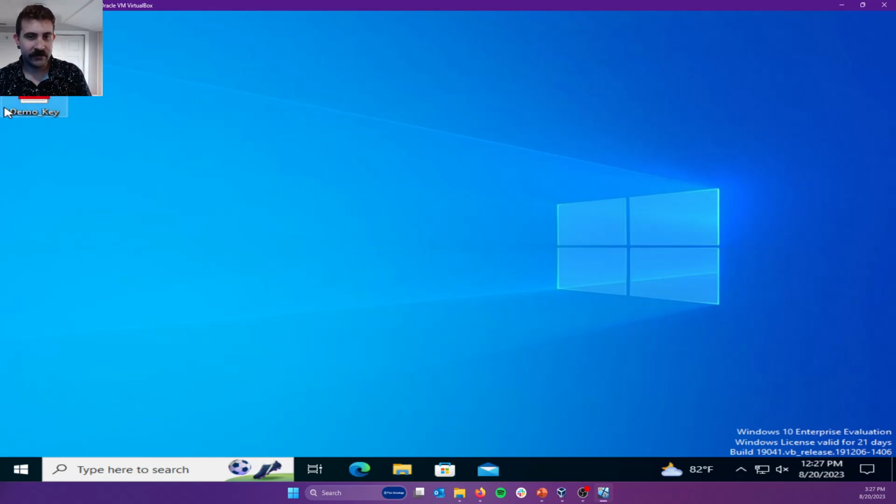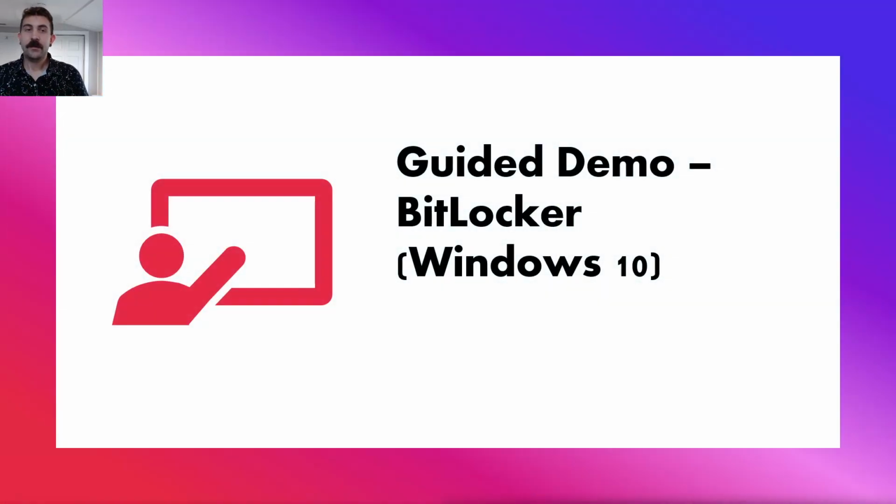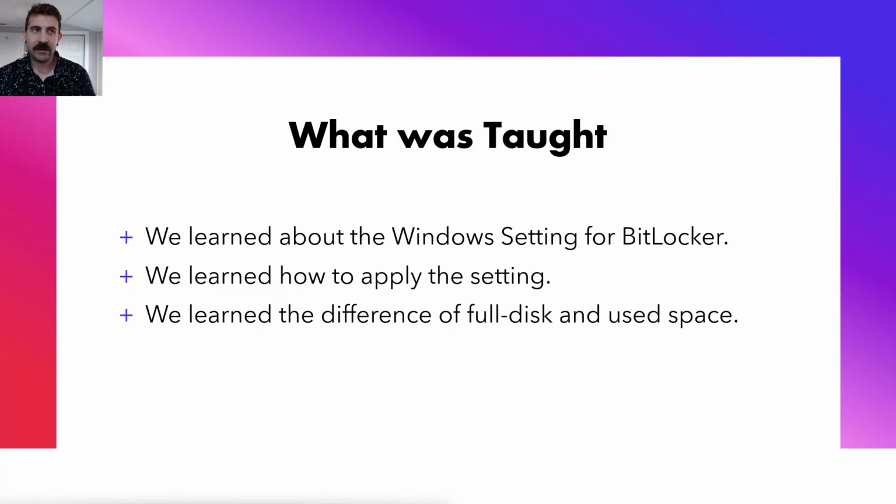Let's go ahead and return to the slideshow. Now with the slideshow, we've done the demo. We understand how BitLocker works, how to turn it on, turn it off, and what parameters we likely need. We saw that it was pretty easy to turn on BitLocker and turn it off. However, remember, where we get in trouble is whenever we don't have that recovery key in a very well secured and very well situated location. So overall in this lecture, we learned about the Windows settings for BitLocker, how to apply the settings, and the differences between full disk and used disk encryption as well.